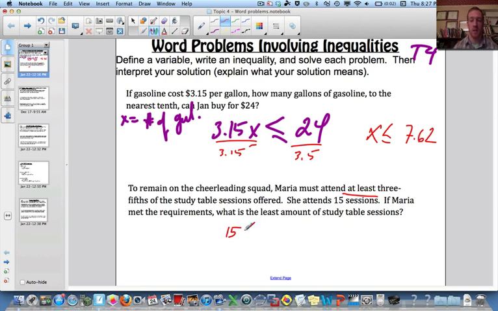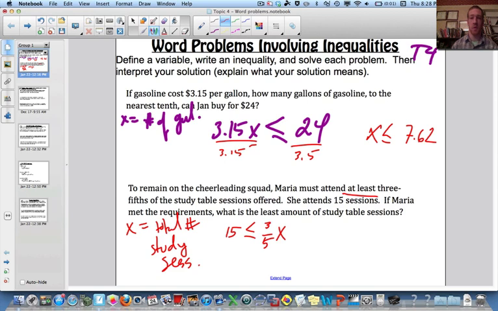So 15 is less than or equal to the total that she needed to attend, and she had to go to, what does it say, 3/5. So 3/5 of the study sessions. So x equals total number of study sessions, and then 15, the number she went to, has to be less than or equal to the 3/5. Alright, because she could have gone to more, but she couldn't have gone to less.